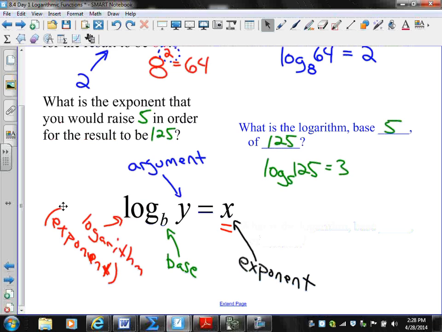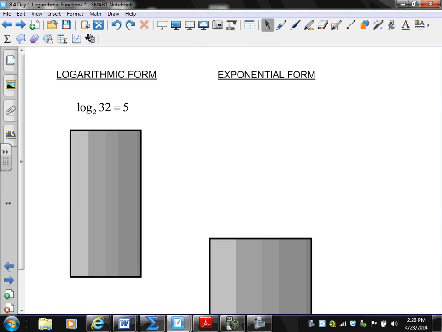Let's play around with these some more, and we're just going to convert from one form to the other. We don't need to do too many calculations here, we're really just changing form. I'm going to show you an efficient way of changing form, and the nice thing is it's the same way every time. You just need to follow the basic pattern. Some of these are going to go from logarithmic form to exponential form, and some are going to go in the reverse order. I'm going to start with this first one, log of 32 base 2 equals 5.